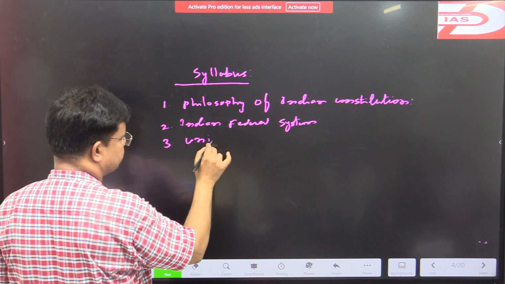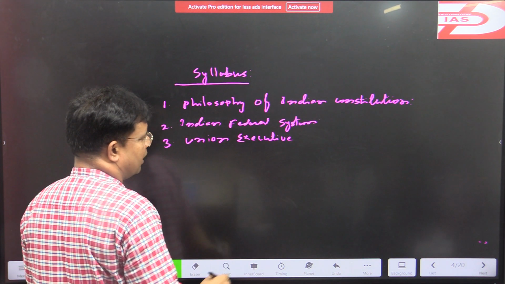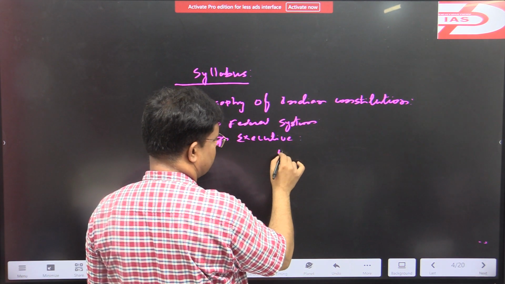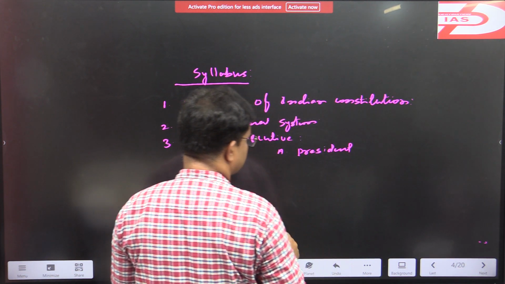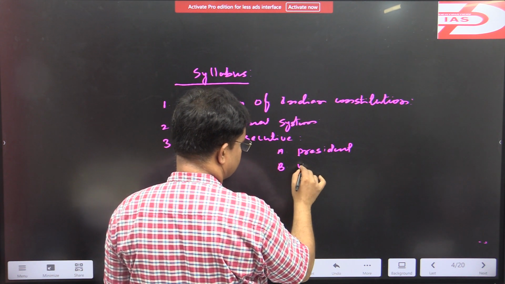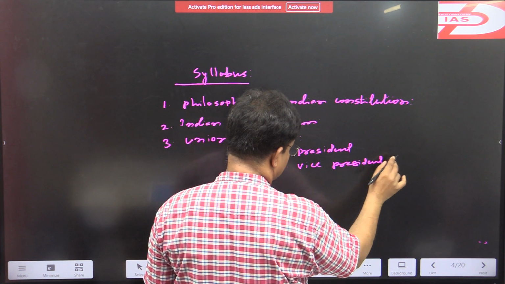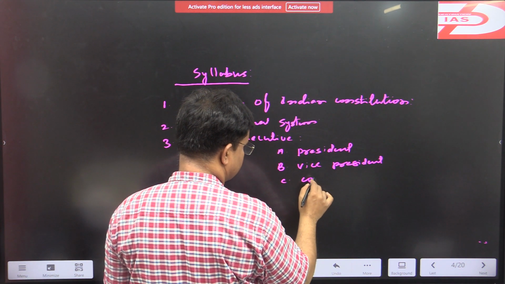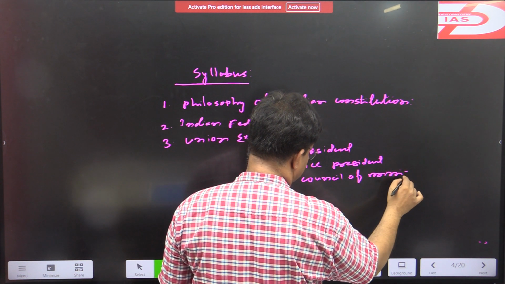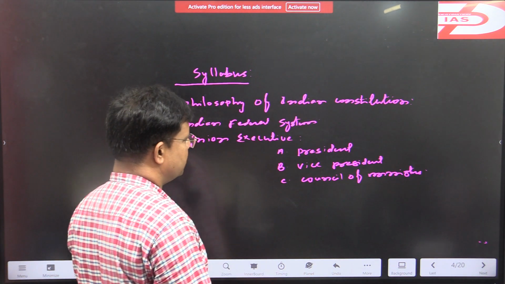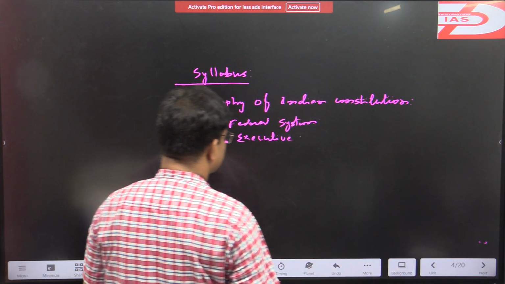Union Executive. Under this section, you will have to study about President, Vice President, Council of Ministers.